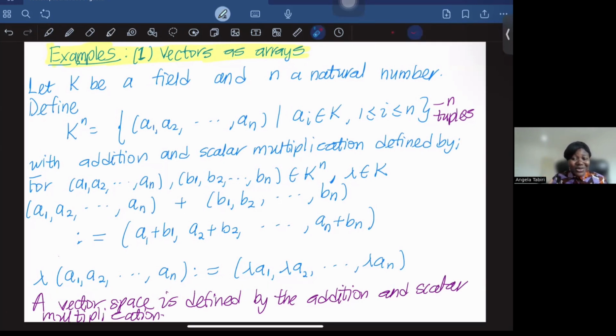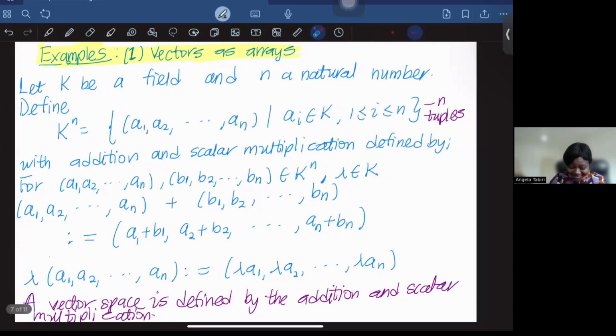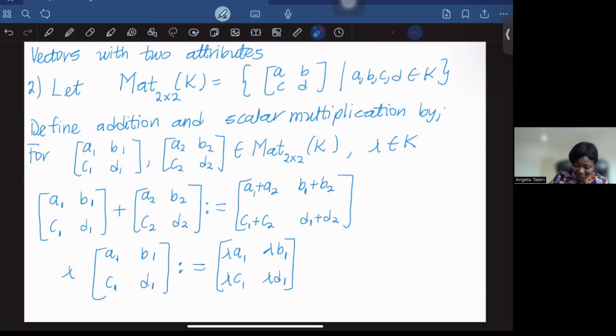But vectors go beyond arrays, right? They could be matrices, right? You can think of vectors with different attributes. So here we are looking at what? Matrices. So here, this 2 represents the number of rows we are considering, and this other 2 represents the number of columns we are considering, right?